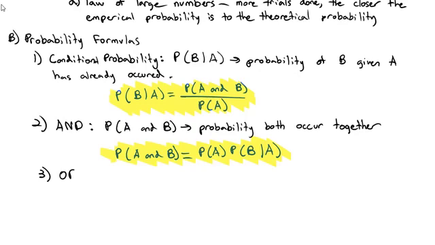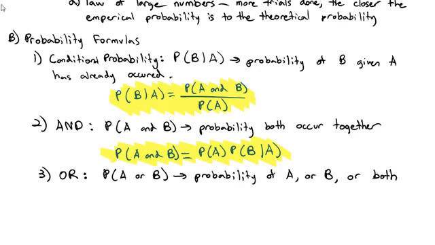The third formula we need to know is the OR formula, the probability of A or B occurring. And that is the probability of A occurring, or B occurring, or both occurring. One or the other or both. And the formula for an OR, the probability of A or B, is we're going to add the probabilities together. The probability of A plus the probability of B.